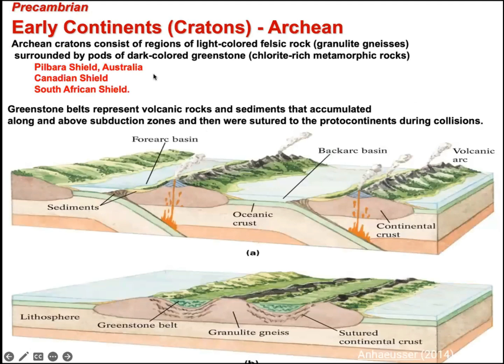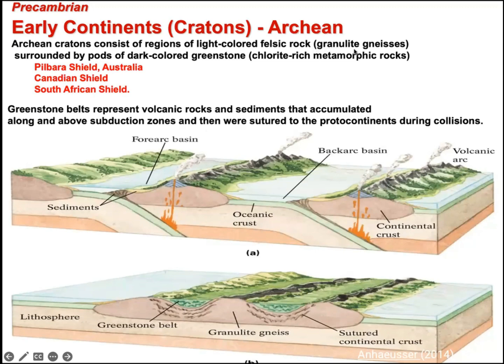Right. Okay, early continents. Again, for some examples I can give you, like in Australia, you have the Pilbara shield. Sometimes these cratons are also called shield areas, okay? Precambrian shield areas. And Canada, South Africa, there are so many regions where these large cratons are there. And they are full of green color materials as well as light color, whitish color materials.